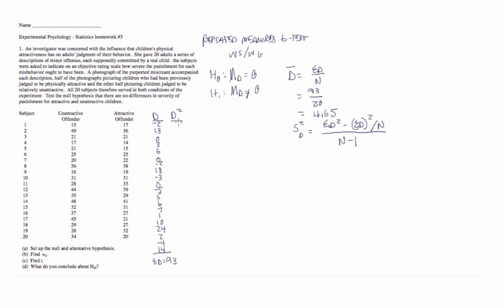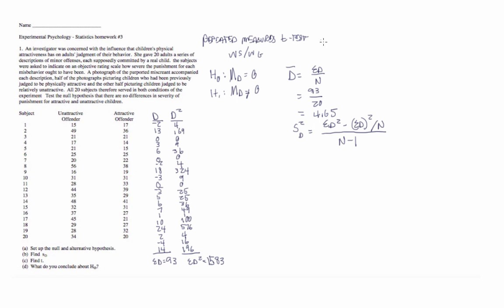Difference scores squared. 2 squared is 4. 169, 0, 9, 36, 0, 4. 18 squared is 324. 9, 0, 25, 25 again. 36, 49, 1, 100. 576, 4, 16, and 196, so the sum of the difference scores squared is going to be 1583.